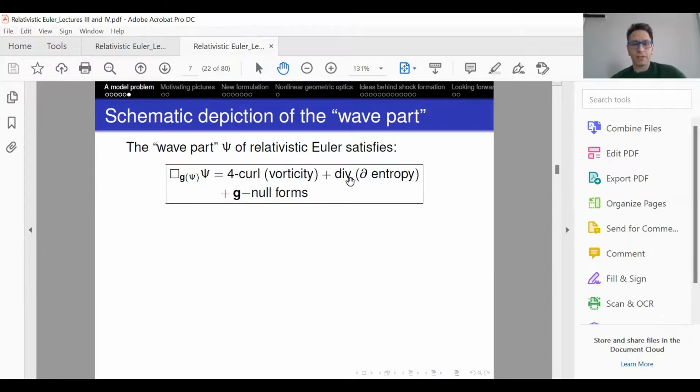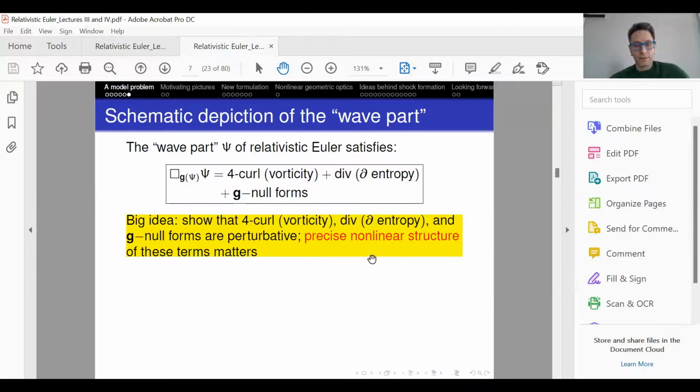And then you have terms that are questionable from the point of view of regularity. And so this is where all the hard work comes in. You have something like a curl of a vorticity and a divergence of the gradient of the entropy. And if you are not very careful, it looks like these terms will lose regularity. As written, if one takes a close look, it looks like, oh no, I'm losing one derivative. I can't really treat this like a wave equation, but fortunately there's a way around that. The upshot is, at least in the context of singularities, these terms will all end up being perturbative, but the precise nonlinear structure matters.